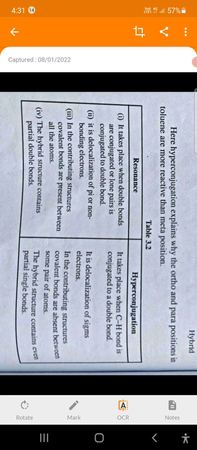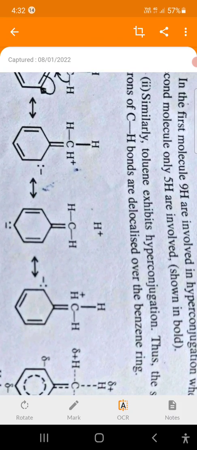In resonance, in the contributing structures, covalent bonds are present between all the atoms, while in hyperconjugation, in the contributing structures, covalent bonds are absent between some pair of atoms. That is, see here, the carbon hydrogen covalent bond is absent for a fraction of time.